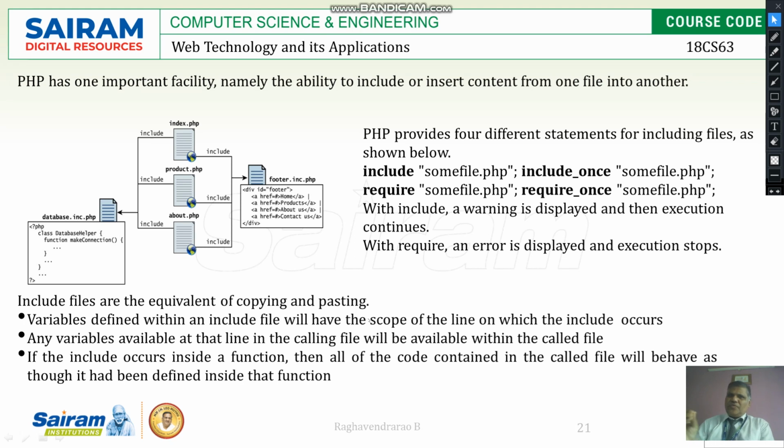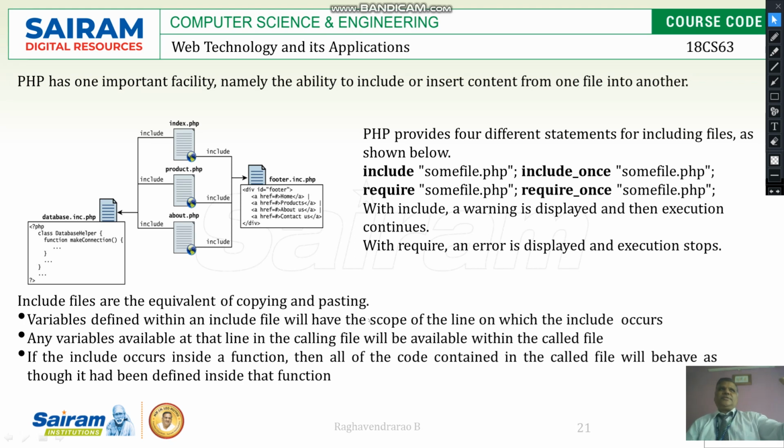Variables defined within the include file will have the scope of the line on which the file is included. Any variable available at that line in the calling file will be available within that called file. If the include occurs inside a function, then all of the code contained in the called file will behave like it is one function.